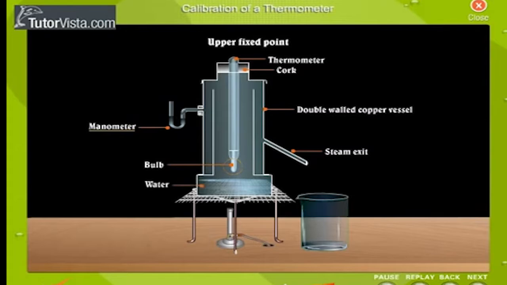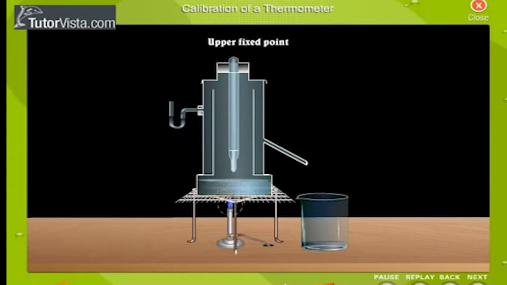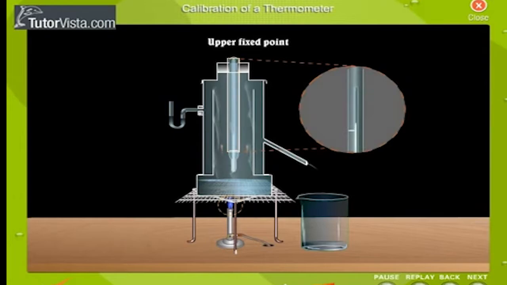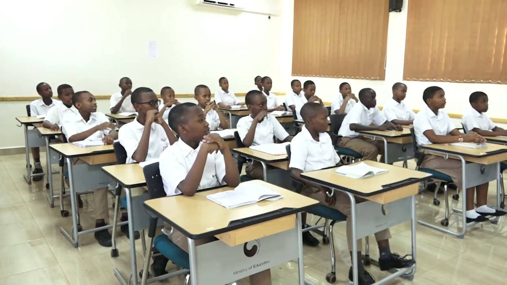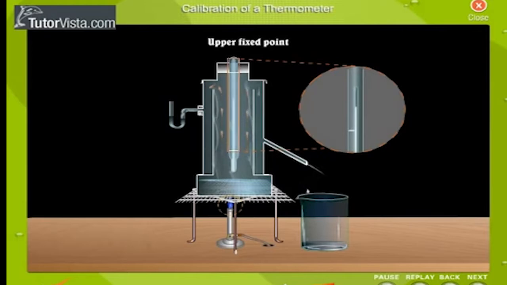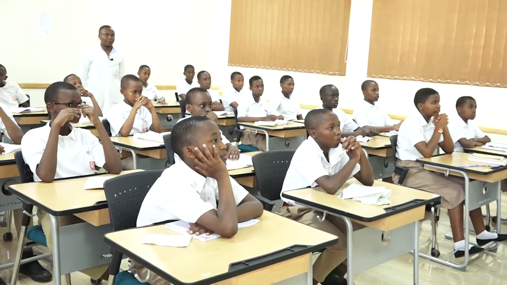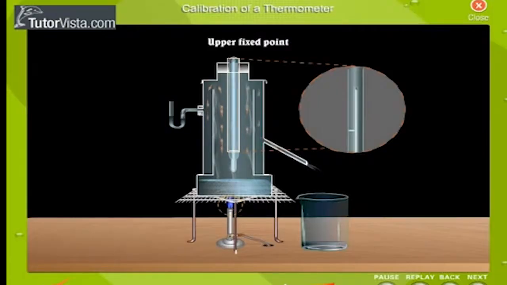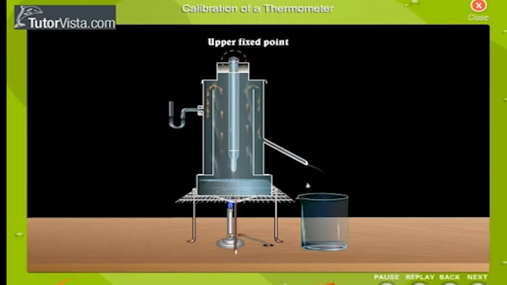The water is boiled and the steam produced passes up through the inner chambers and descends down through the outer section as indicated by the arrows. The bulb is surrounded with pure steam at atmospheric pressure. When the mercury meniscus in the thermometer remains stationary for a sufficiently long time, a sharp cut is made at that point with the help of a file, and that point is marked as 100 degrees Celsius. This is the upper fixed point or the steam point.